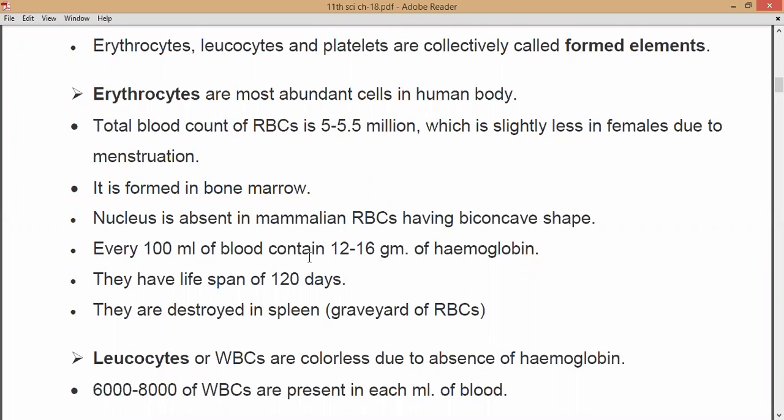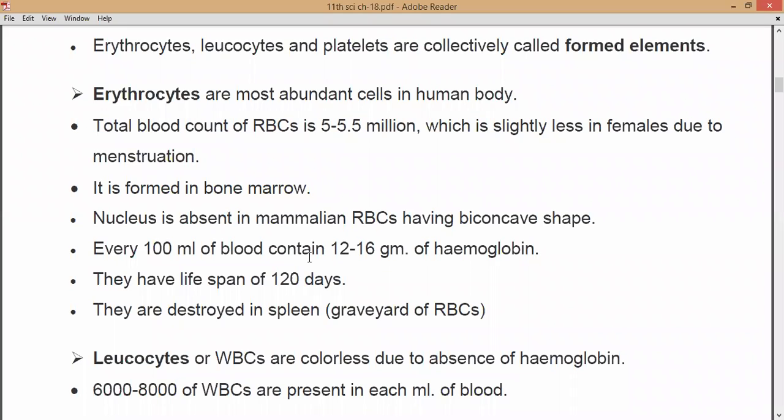Now, every 100 ml of blood contains 12 to 16 gram of hemoglobin. These RBCs are red in color because of the presence of a pigment which is known as hemoglobin. Next, they have a lifespan of 120 days. So every RBC lives for 120 days, and after that it ruptures and other RBCs are formed.